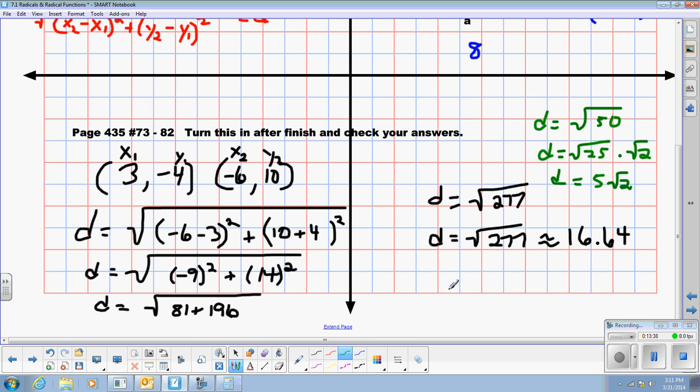Okay, so if you have any questions, feel free to bring those to me. But your assignment's right here. It's page 435, 73 to 82. Please turn that in when you get done, and be sure that you check your answers. Let me know how I can help you.